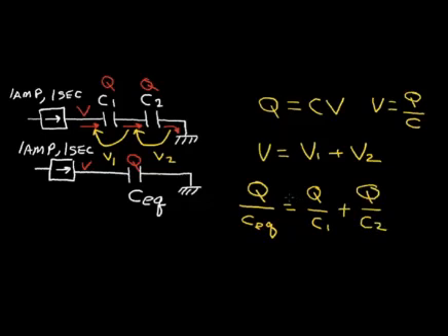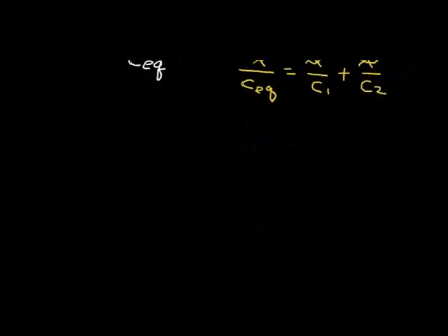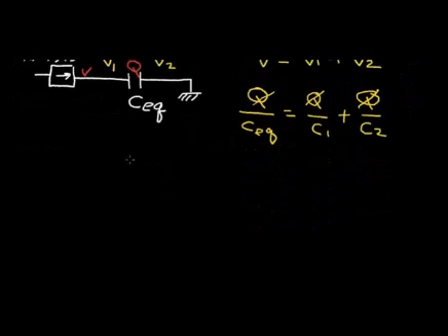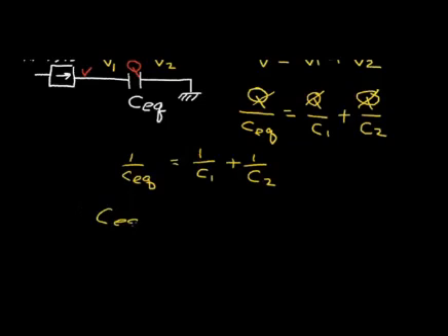Now notice that the charges all cancel out, and let's scroll down a little bit, and I'm left with 1 over CEQ is equal to 1 over C1 plus 1 over C2. I can solve this for CEQ. CEQ equals 1 divided by 1 over C1 plus 1 over C2.